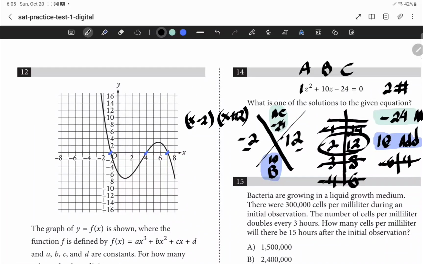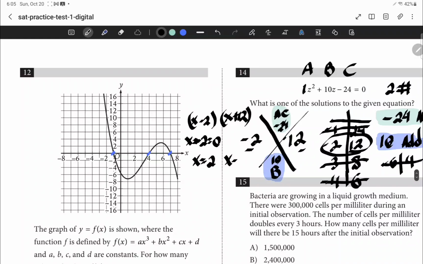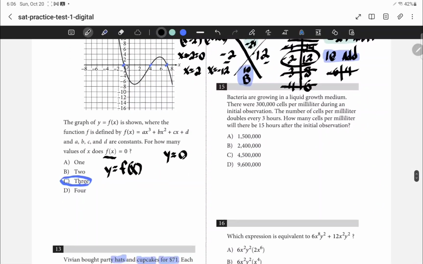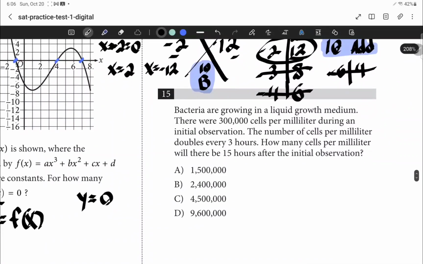But they're not asking for factors. They're actually asking for solutions. So you would have to set this equal to 0 and then solve. So that would be x equals 2 and x equals negative 12. And you can put whichever of those on the answer sheet. So that's a lot. Honestly, because we haven't covered it, I would probably skip that one too. So that took a little bit, but let's go to another one.